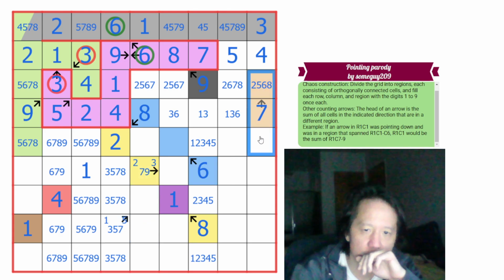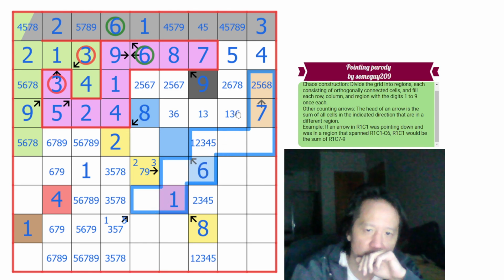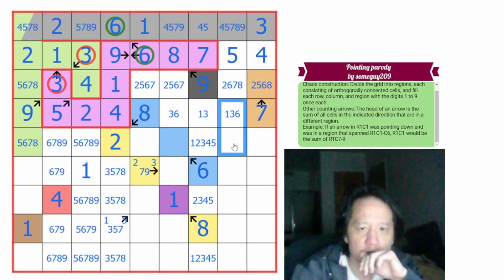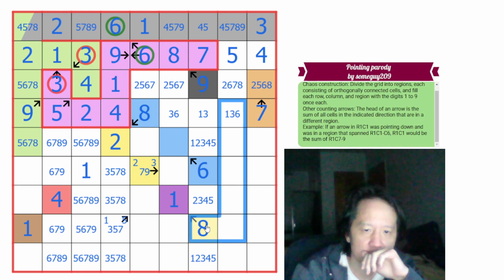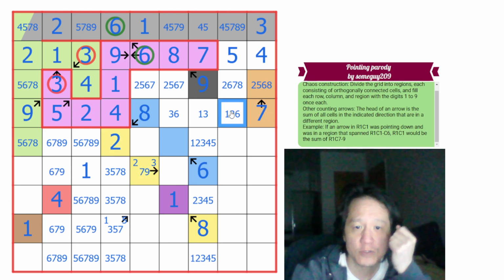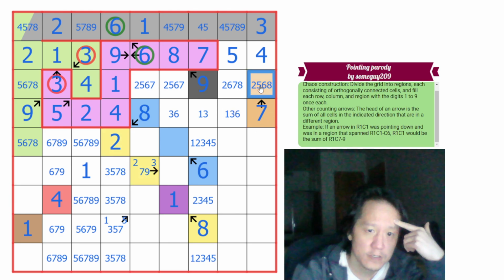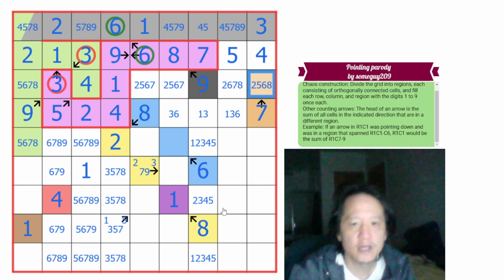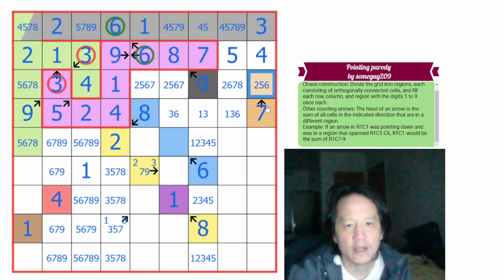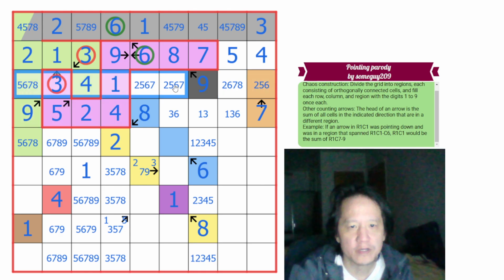1, 2, 3, 4, 5, 6, 7, 8, 9. Yeah, can't even reach it. This is maybe not. 1, 2, 3, 4, 5, 6, 7, 8, 9. But then these 2 yellows are out. So this is not part of the region. Therefore, this can't be 8. And, well, that's all we know.